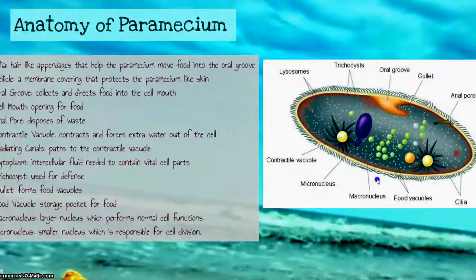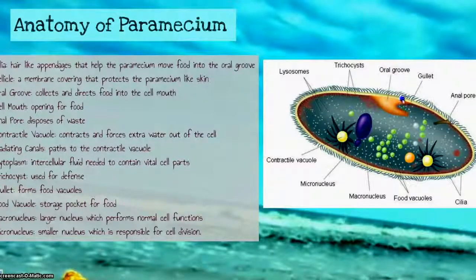They're hair-like appendages that help the paramecium move food into the oral groove, which is right here. The oral groove helps collect and direct food into the cell's mouth. So you can pretty much say this is the cell's mouth.